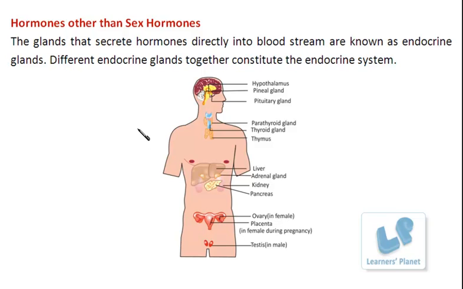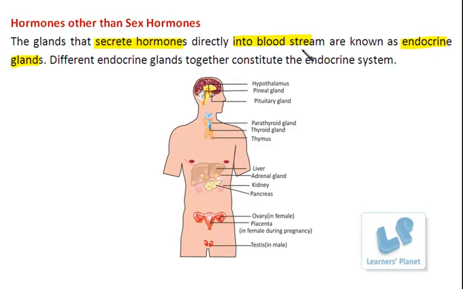Now these hormones are secreted by glands. Some glands secrete the hormones directly into the bloodstream, whereas some other glands have a duct, through which they transport the secretion to the target site through the tubular structure. In our syllabus, we are studying the specific glands which secrete hormones directly into the bloodstream, and such glands are known as the endocrine glands.